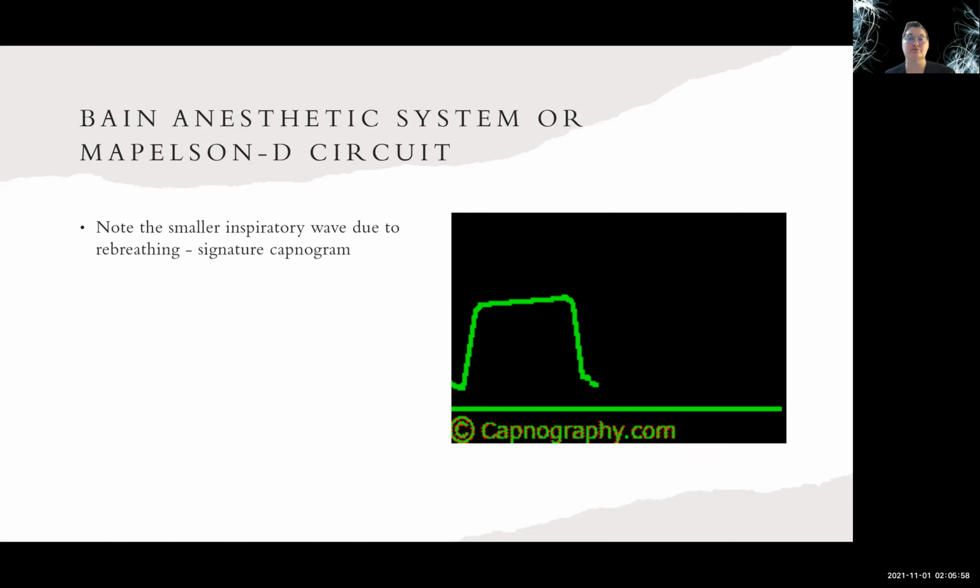Now, sometimes you may use a Bain system or a Mapleson D breathing circuit. Now, you'll note that that inspiratory wave is going to be smaller, and that's because of the rebreathing. This is pretty much a signature capnogram when dealing with a Bain system or Mapleson D circuit. It can be regular, irregular. Baseline can sometimes even be zero or elevated. But ultimately, the deciding factor is that inspiratory segment. It's smaller, and it has a wave in the middle before the phase 2 actually starts.